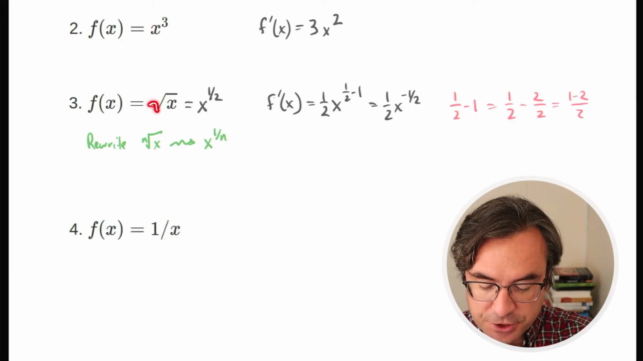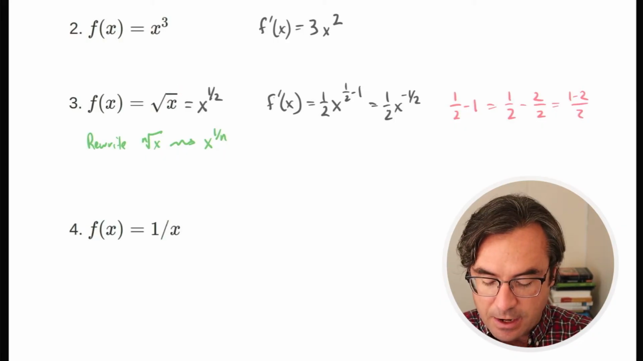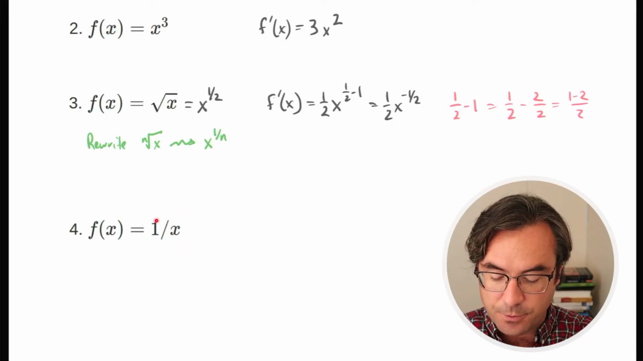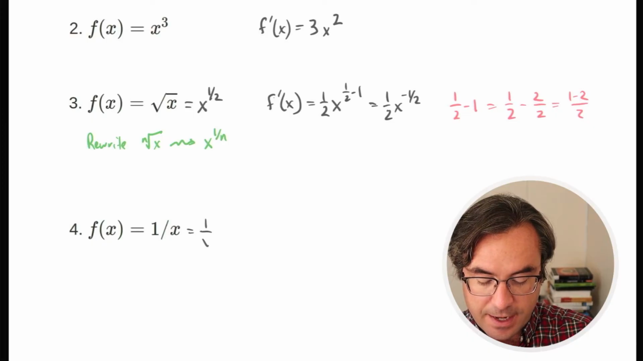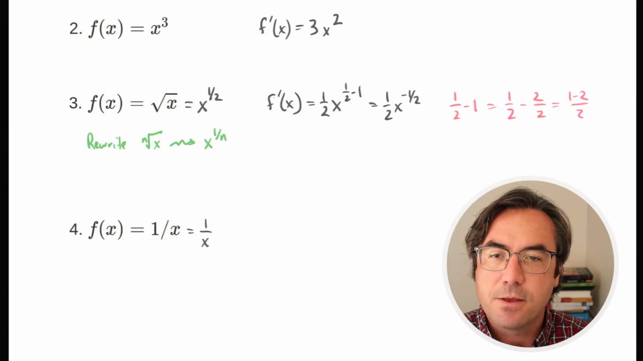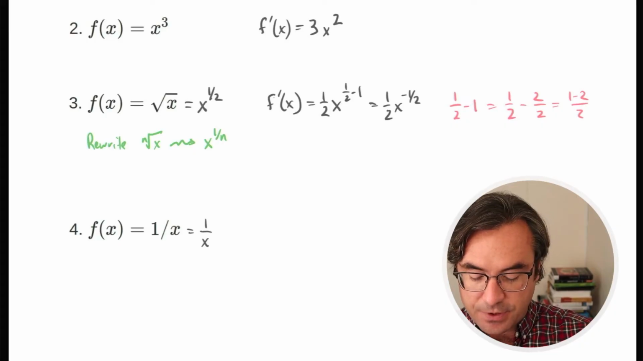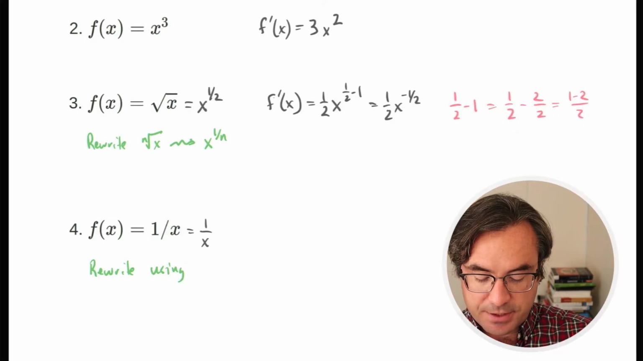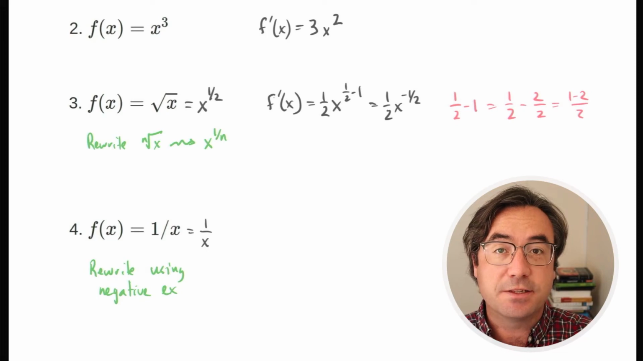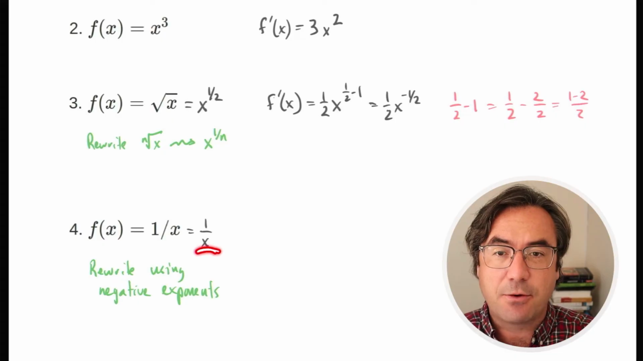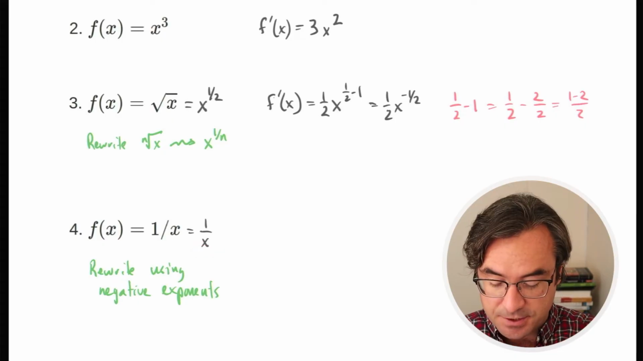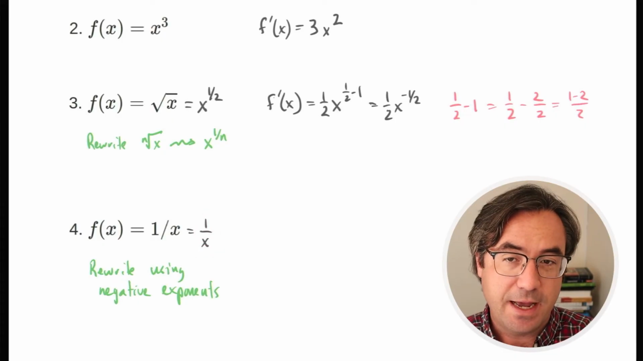All right, so that's our strategy for root functions. Now, when we have fractions where the numerator is a constant and we have x in the denominator, so we can write this as 1 over x, our strategy in this case is to rewrite using negative exponents. Again, the idea is we want to write it as a power function so that we can use power rule. Right now this is not a power function because it's actually a quotient. It's 1 divided by x.